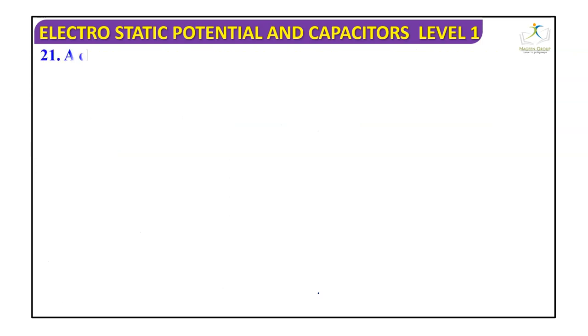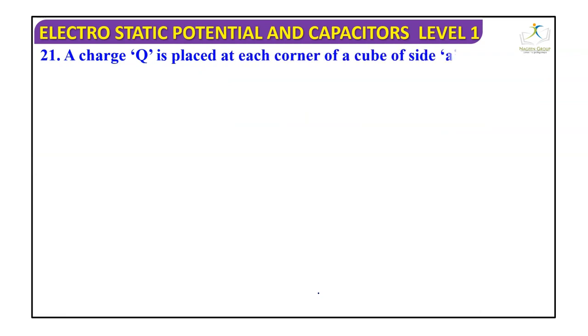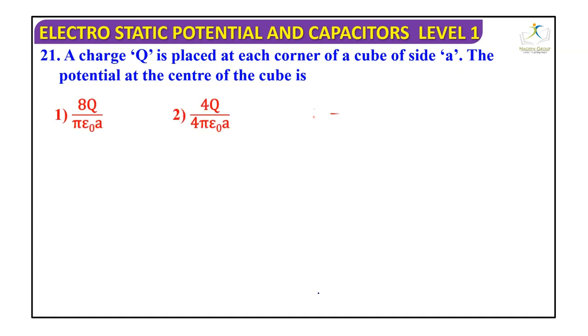Next we have: a charge capital Q is placed at each corner of a cube of side a. The potential at the center of the cube is, we have these options.